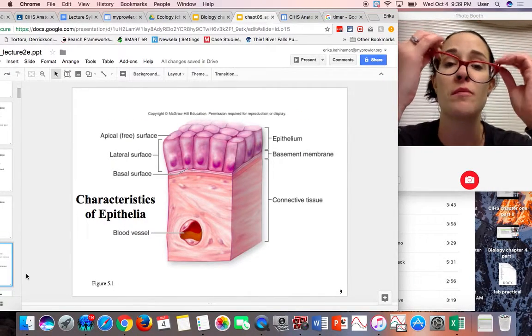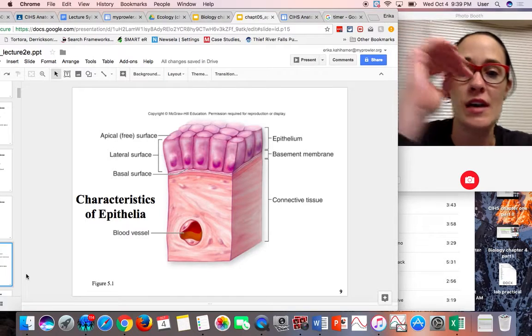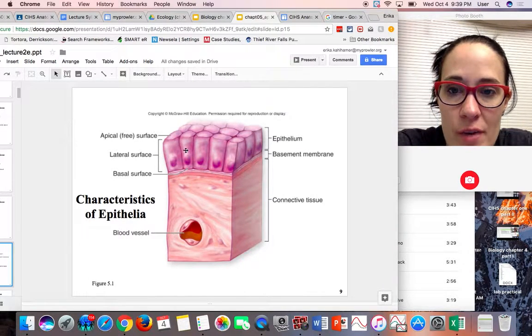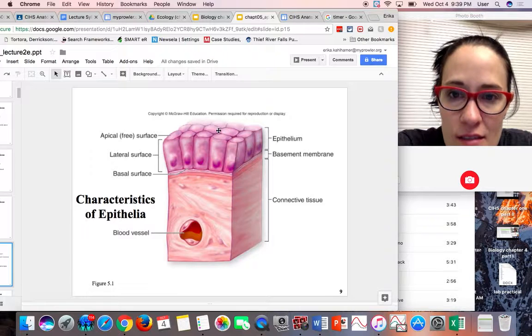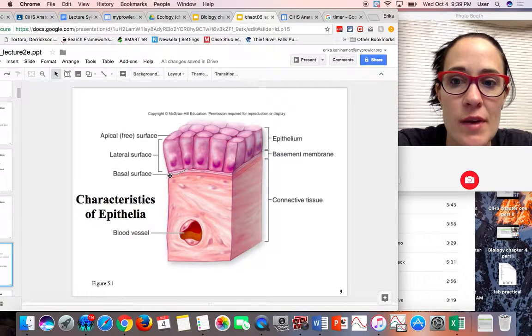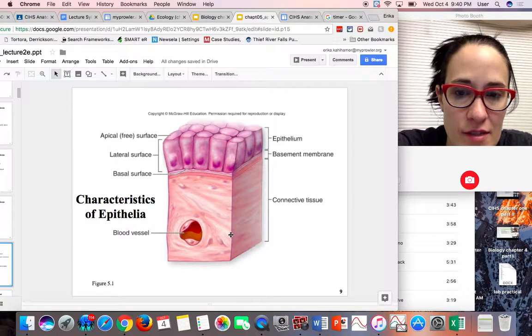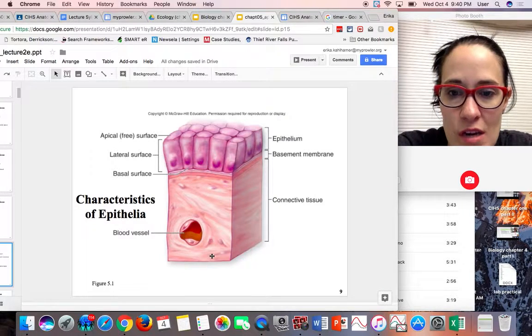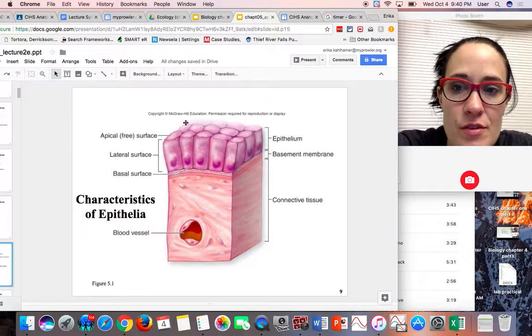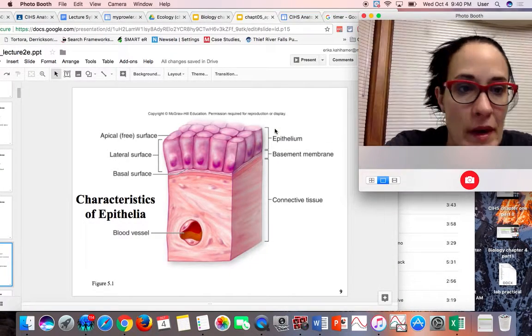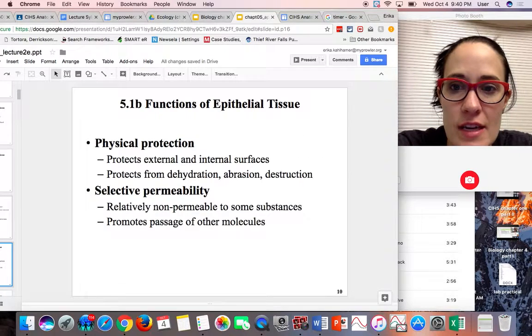So here is an image of some things I've been talking about. So this is epithelial tissue up here. This is the apical free end. So this is on the outside. The basal surface is attached here. It's connected to this area called a basement membrane. And beneath here, this is the connective tissue. So that's a separate section. We'll talk about that. So epithelial tissue is up here. You can see the nuclei of the cells, and the cells are all smashed together there, tight, very tightly packed.